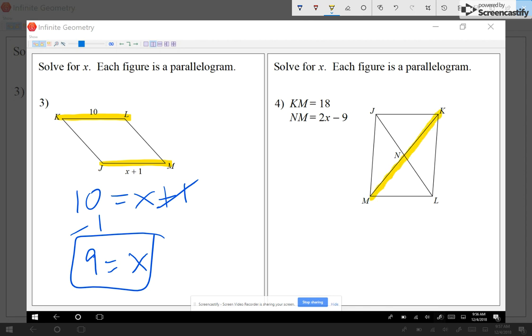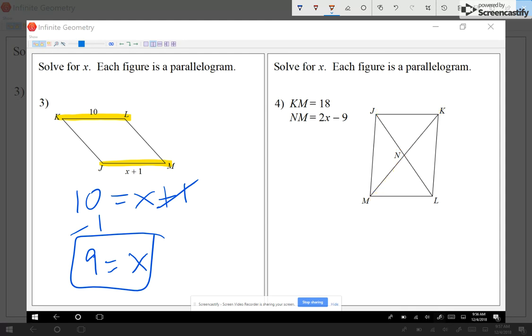Now, when it looks at the diagonals, example 4, I have two diagonals. My diagonals are the ones on the inside. If you notice, I have the diagonal KM. There is another diagonal, JL. They don't necessarily equal each other. Like here, it kind of looks like they equal each other, but they don't necessarily. What they do is that they cut each other in half. So each of my diagonals gets cut in half.